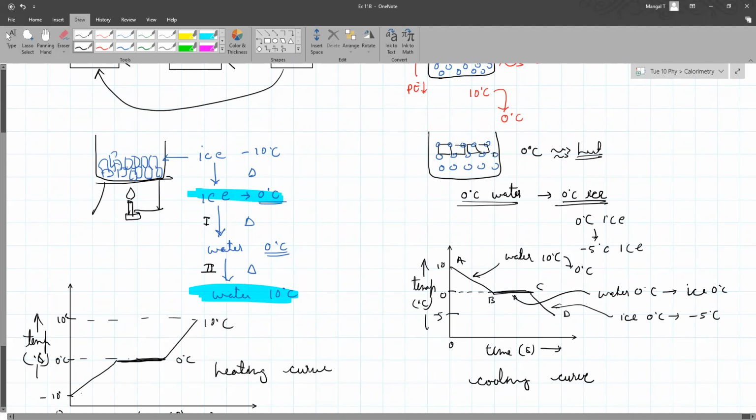So this horizontal line over here indicates that you continue to supply heat, okay, or in this case where you are taking water to ice, you are withdrawing heat. So heat is either supplied or heat is lost. Okay, like in this particular case, heat is lost, but there is no change in temperature. There is no change in temperature. Are you following that? Okay, yes sir. Over here, heat is supplied, but there is no change in temperature.